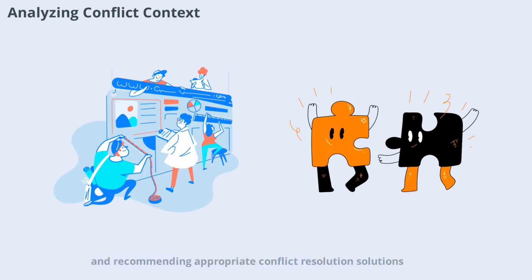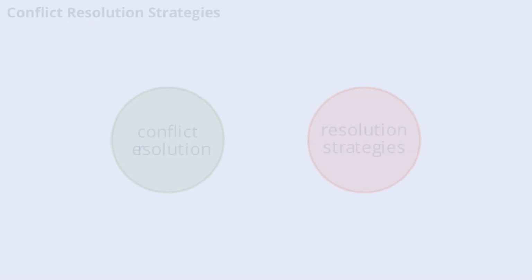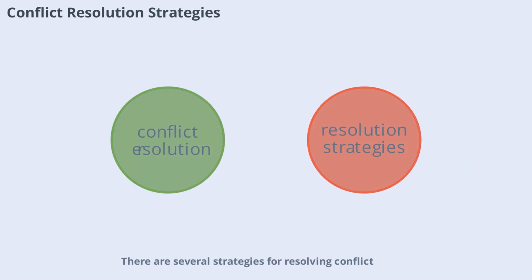Let's move on to evaluating and recommending appropriate conflict resolution solutions. There are several strategies for resolving conflict, each suitable for different situations. Common approaches include collaborating, compromising, accommodating, competing, and avoiding. Collaborating seeks a win-win solution, while compromising finds a middle ground. Accommodating puts others' needs first, competing asserts one's position, and avoiding delays resolution. The best strategy depends on the conflict's source, stage, and context. As a project manager, you should be flexible and choose the approach that best serves the project and team.